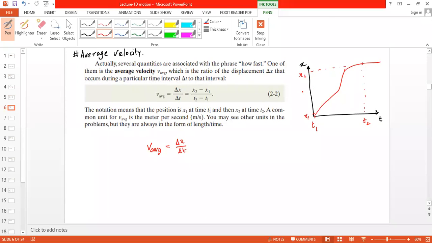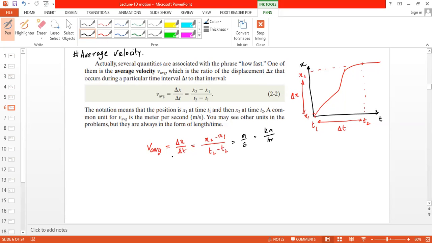This is called delta x. And the difference in time is called delta t. So basically this is equal to x2 minus x1 over t2 minus t1. This is just average speed. And the unit of average speed is meter per second, or you can say kilometer per hour.